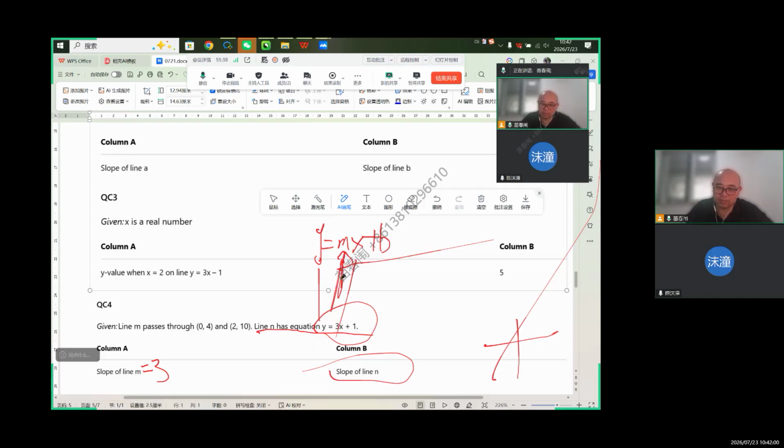Does that make sense? You know that, right? Okay, so that's good. The slope is 3 for line M, and the slope for line N is also 3, right? Which means we are dealing with two parallel lines. I don't really know where their direction is, and I don't want to know for the moment. They are the same slope, right?